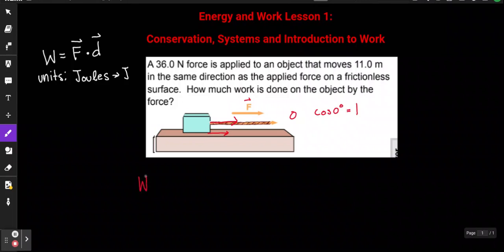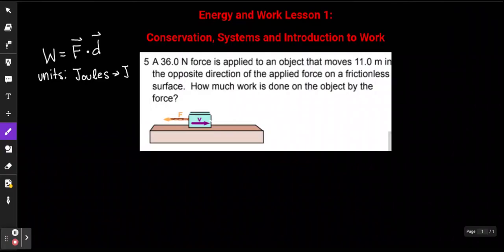So work equals force, which is 36 newtons, times the distance it travels, 11 meters, and plugging that into our calculator gives us 396 joules of energy. I forgot to mention this initially, but the standard units of energy are what we call joules, and can be represented with J.